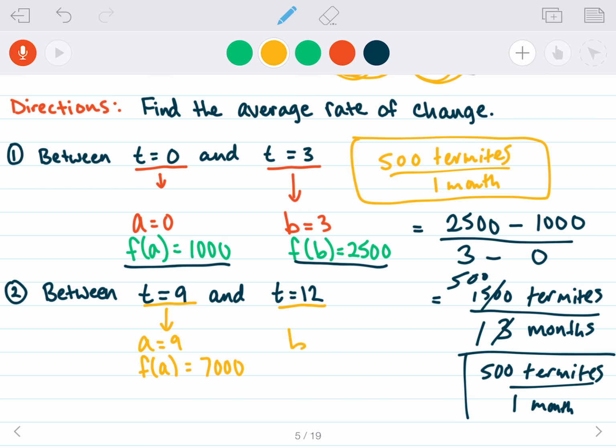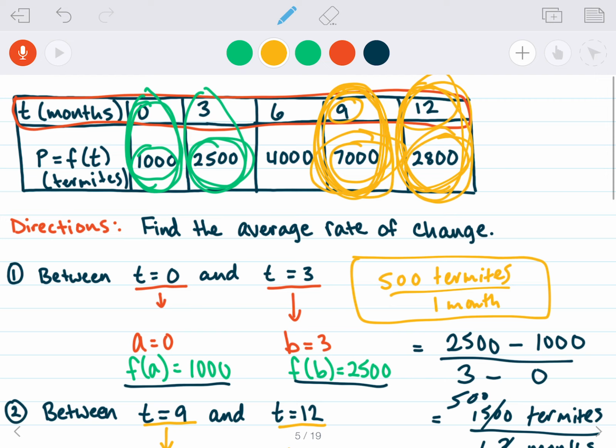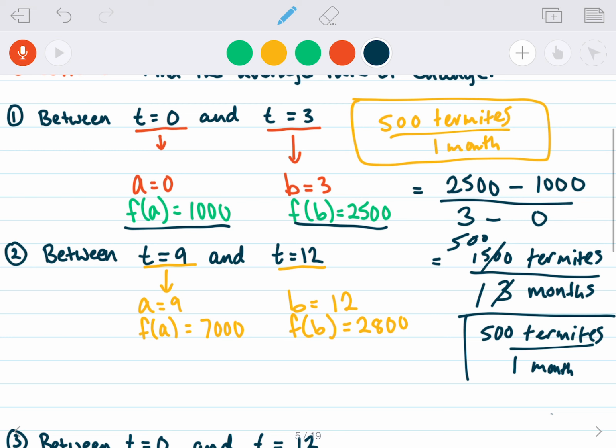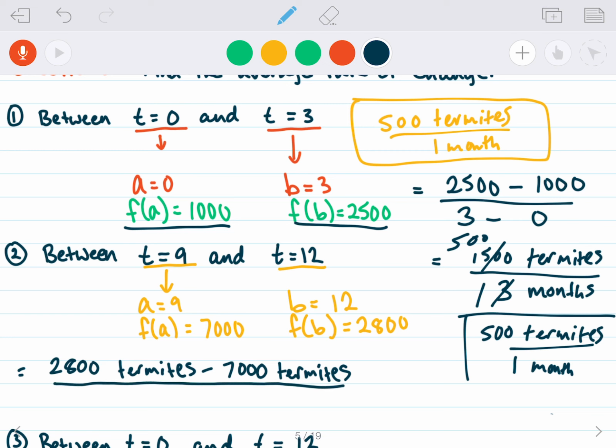And then for B, our ending time is time equals 12 months. And our corresponding f of B is going to be 2,800 termites. So if we use our average rate of change formula, we have f of B, which is 2,800 termites, minus f of A, which is 7,000 termites, all divided by B, which is 12 months, minus A, which is month 9.